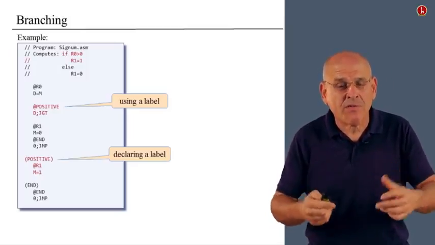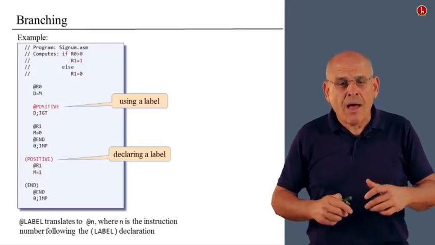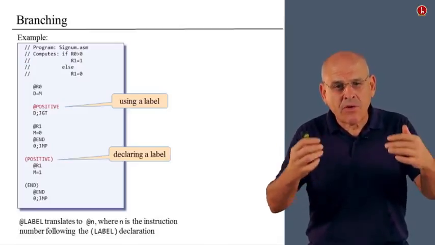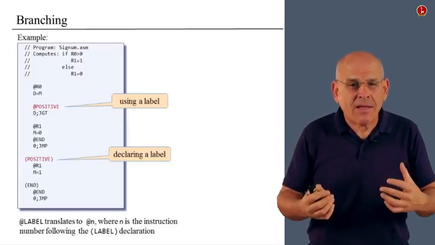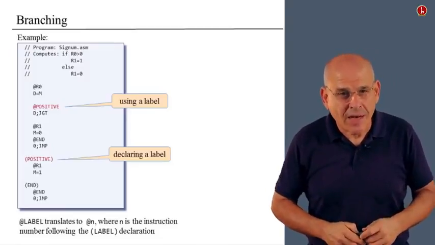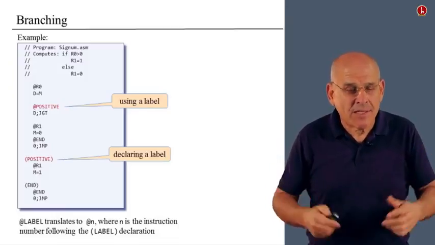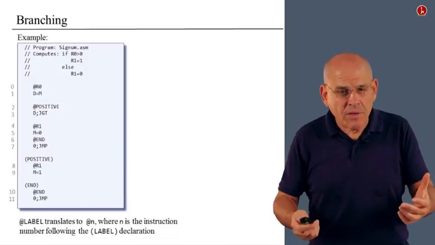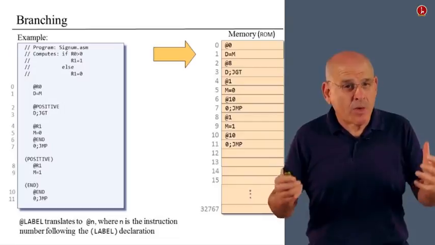And let us observe how this actually takes place. So once again, the general rule is that a label will translate into @n, where n is the instruction number following the label declaration. Let us remember that instructions have implicit numbers, and here they are. So when I take this piece of code and I load it into the instruction memory, here is what happens.